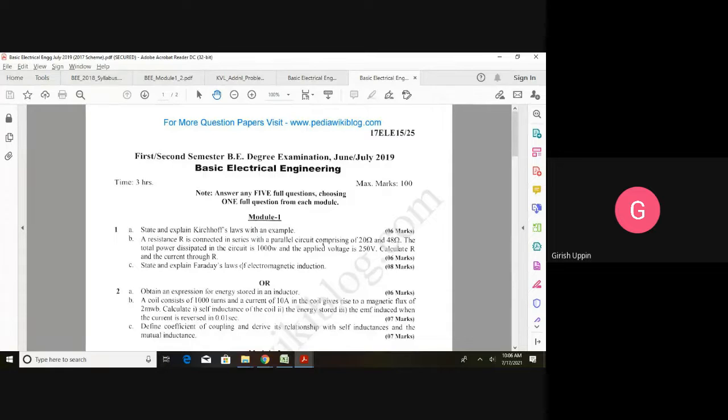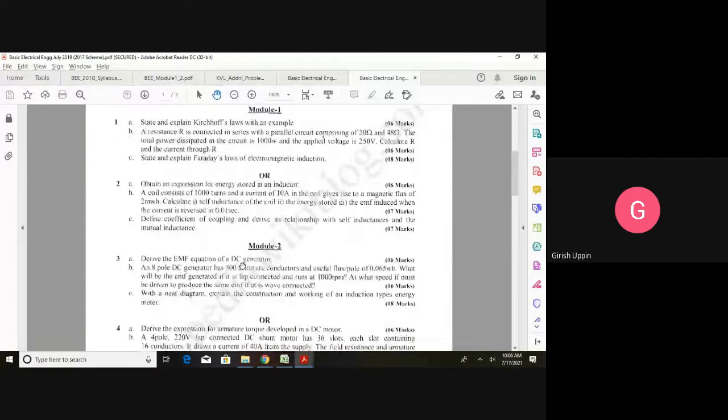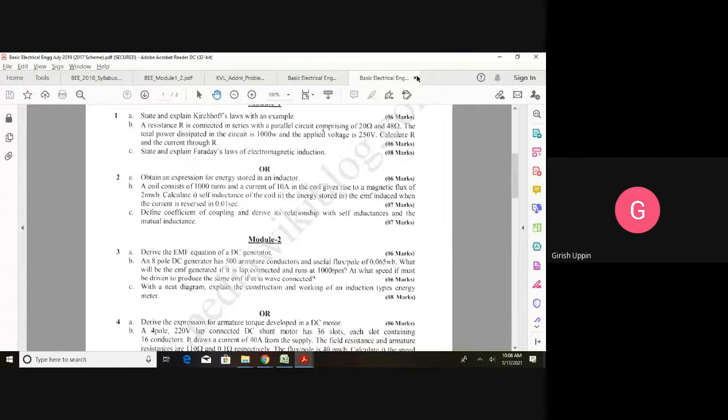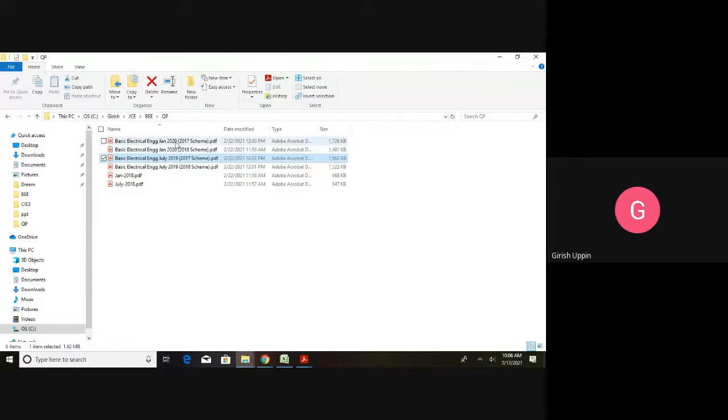This is not in your syllabus. The third question, C, is also not in your syllabus. This is also not in your syllabus. Okay, let us not see the 17 scheme. Let us not get confused. Only we'll see 18.